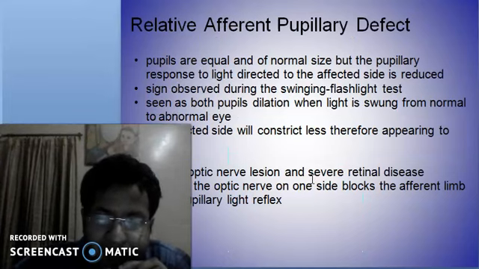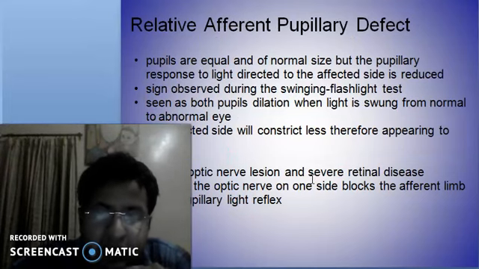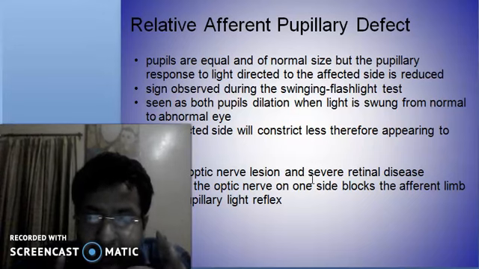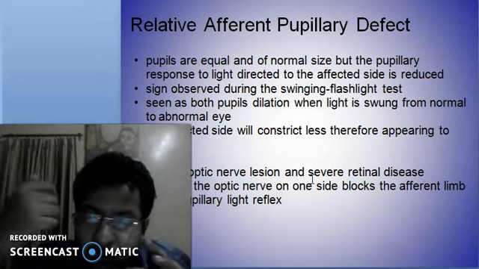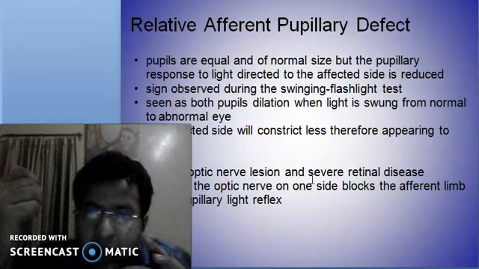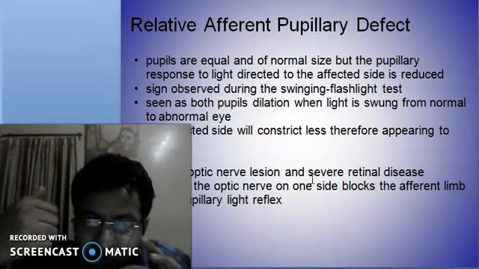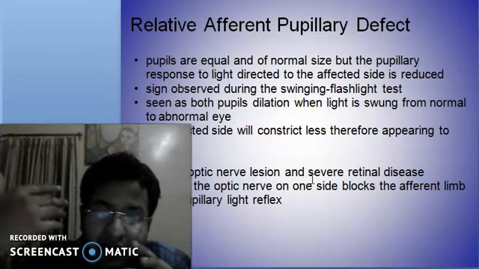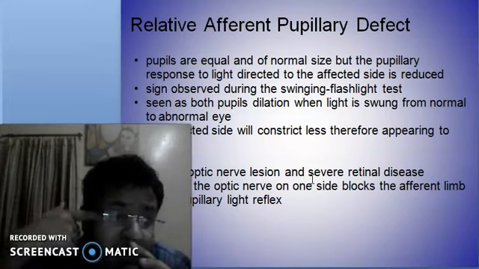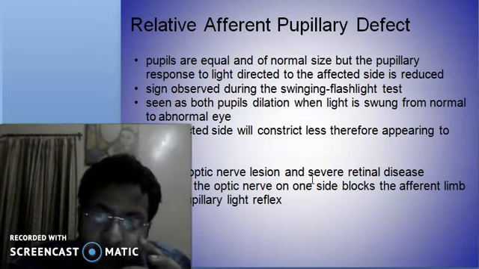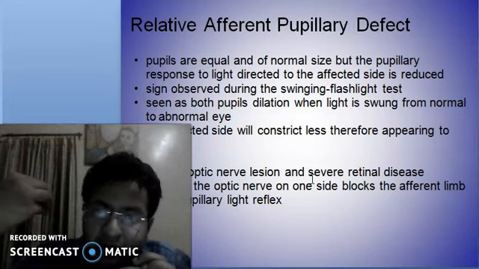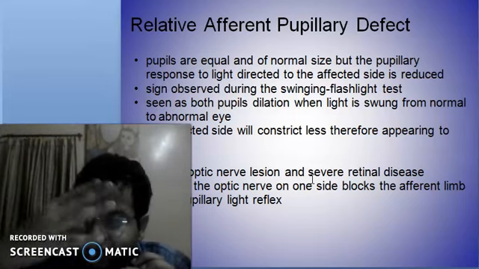What is RAPD? Pupils are equal in size and they should respond equally when a light is directed onto the pupil of either eye. If the pupils are equal and of normal size but the pupil's response to light directed on the affected side is reduced, it is known as relative afferent pupillary defect. Afferent means to take the signal in.